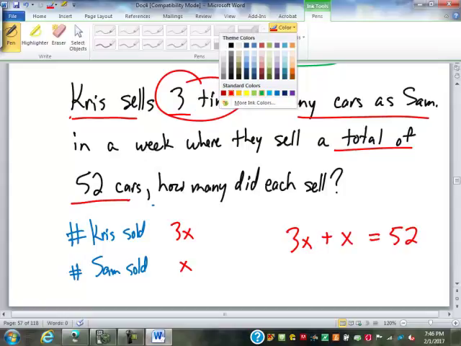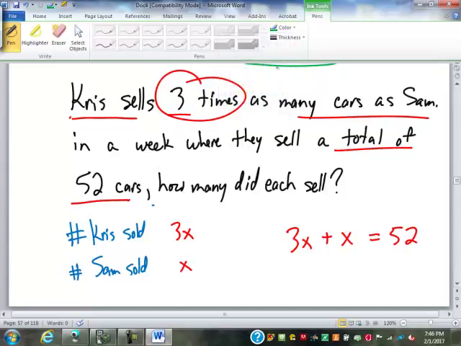Now, I will catch at least one of you doing this on a test. What is 3x plus x? 4x. I will catch a lot of people saying, oh, 3x plus x is 3x squared. It's not. Think of this as 1x, like 1 inch. Sometimes you just call it an inch. 3 plus 1 is 4, so that is 4x equals 52.